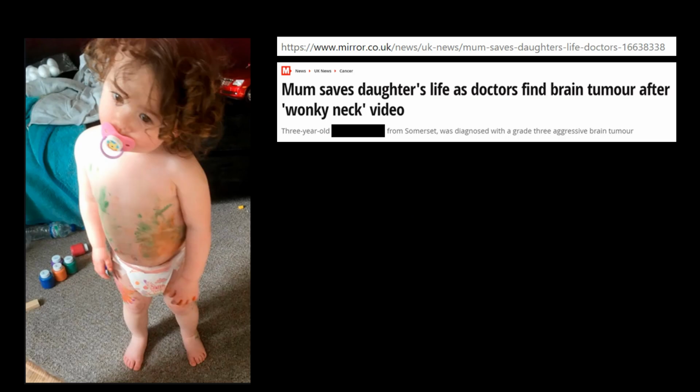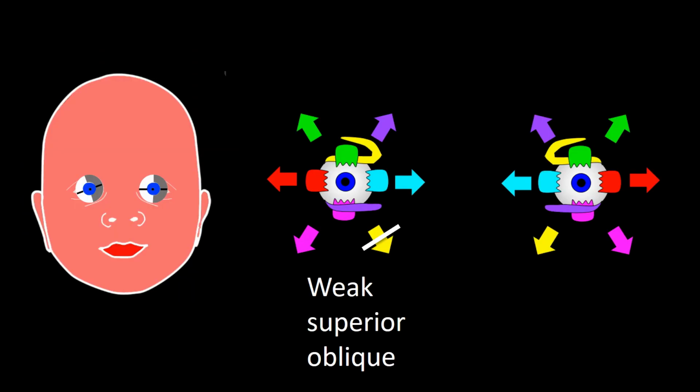What happens when things go bad? This is a picture from an English newspaper. The article title is "Mom Saved Daughter's Life as Doctor Finds Brain Tumor After Wonky Neck Video." Notice the position of the neck.